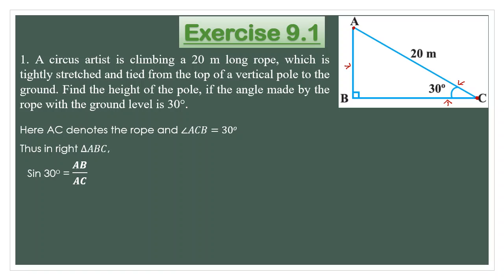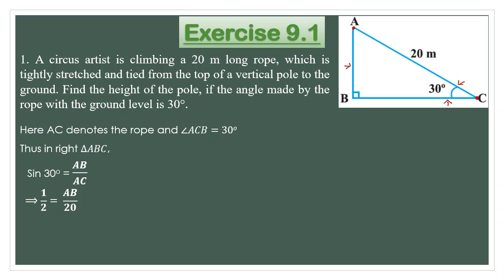So that's what we have written here. Now we know that the value of sine 30 degree is 1 by 2. So we replace sine 30 degree by 1 by 2. We need to find out the value of AB. So we will keep AB as AB, or if you wish you can write it as x. If you are writing x, you need to mention in the solution let AB be equal to x. And then the length of AC is given as 20 meters. So we replace AC by 20 meters.